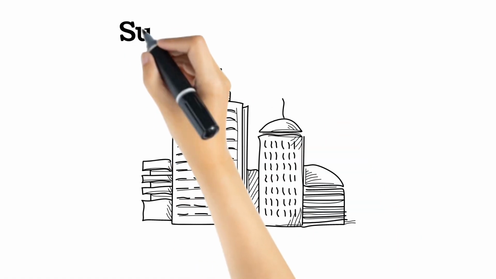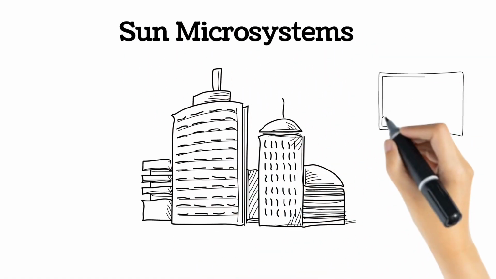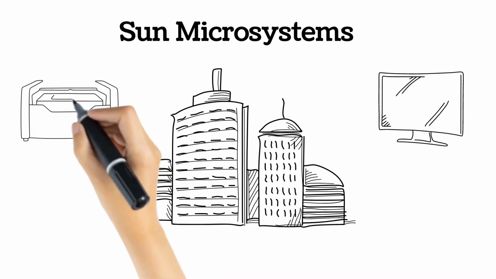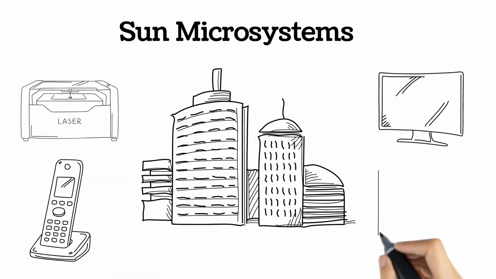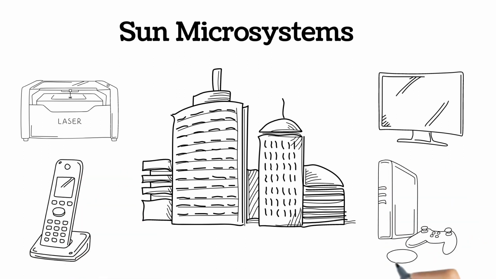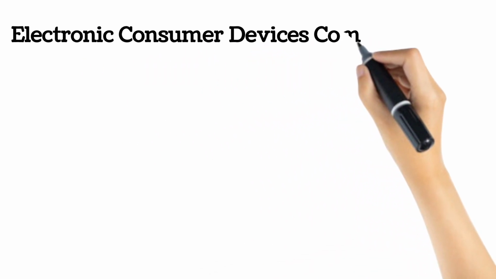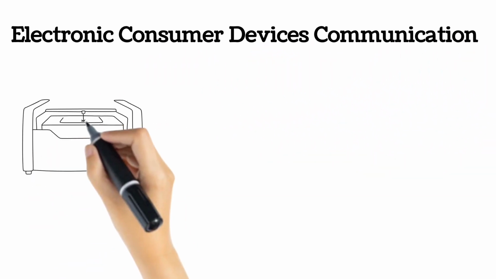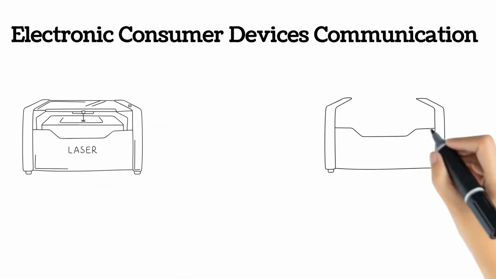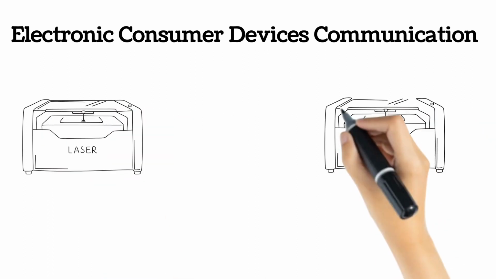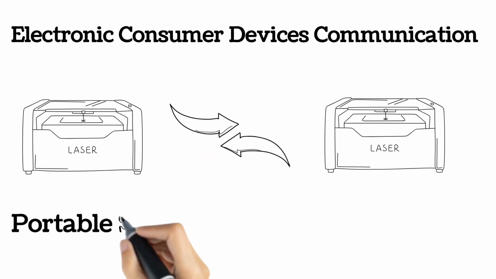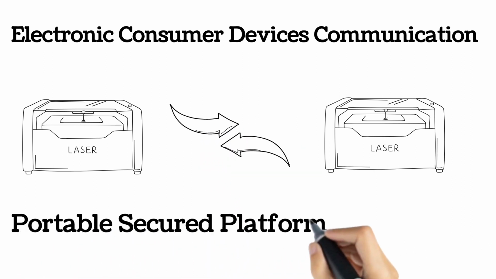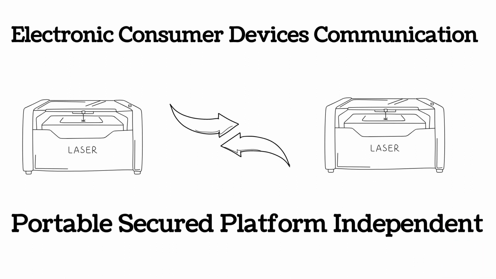Years ago, there was a company named Sun Microsystems. The company sold computer components, electronic consumer devices, software, and IT services. In 1991, the company wanted to design a language that would allow electronic consumer devices to communicate with each other. But before this, it was not possible, and they also wanted the language to be portable, secure, and platform independent.